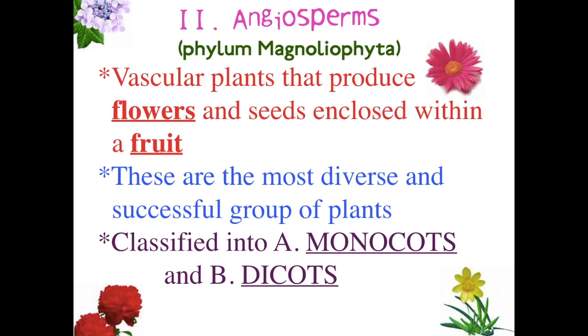Now let's move into angiosperms. Remember, angiosperms have flowers. One way to remember this is for gymnosperms, gymnosperms have cones. In gym class, you run around cones. But angiosperms, think about this. You give Angie a flower. Now the phylum is Magnoliophyta. Think of magnolias.